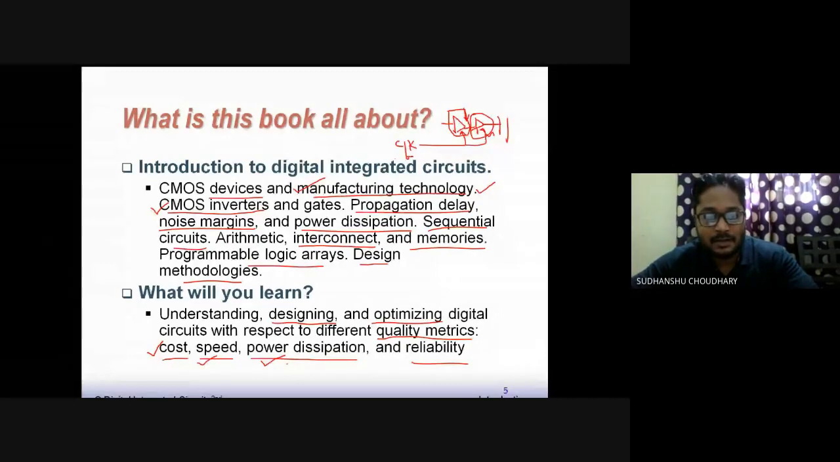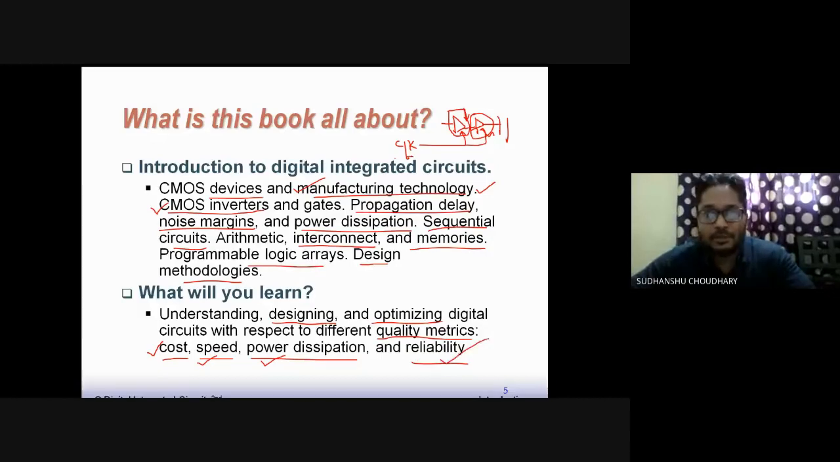Yeah? So obviously that is only possible when the digital integrated circuit inside your mobile phone consumes less power. So one has to learn how to design circuits which consume less power and how to optimize circuits so that the power consumption, or power dissipation, can be brought down. Right? Then the next very important quality metric is reliability.